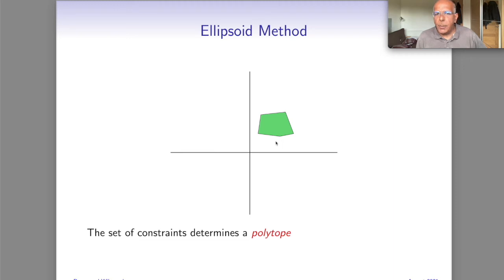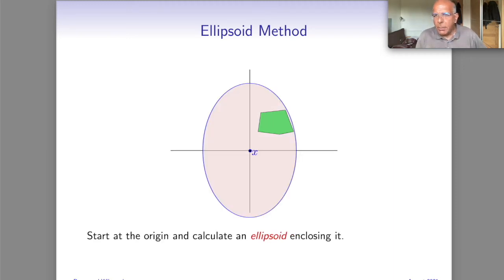And how does the ellipsoid method work? We are given the constraints. We pick a point initially, may as well start at the origin. And it turns out that you can calculate an ellipsoid based on nothing more than the bit complexity, or the values of the coordinates, the coefficients in your constraints. This allows you to calculate an ellipsoid, which is guaranteed to enclose this polytope if it's bounded.